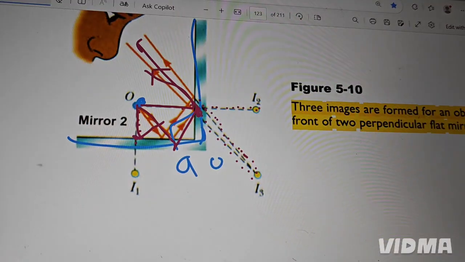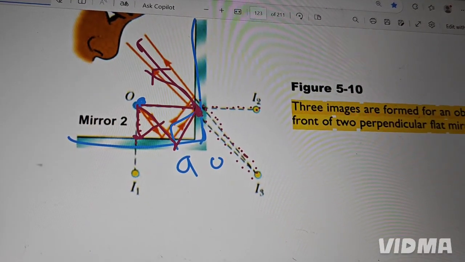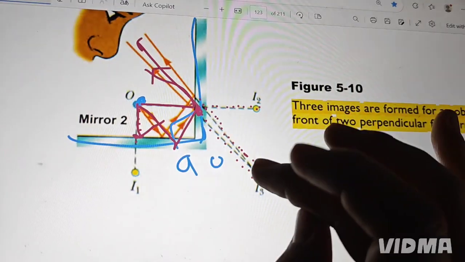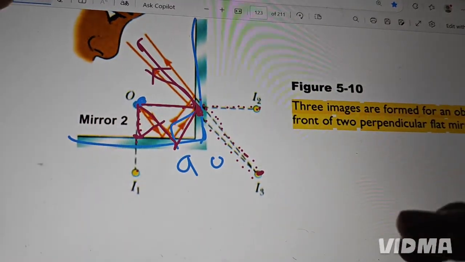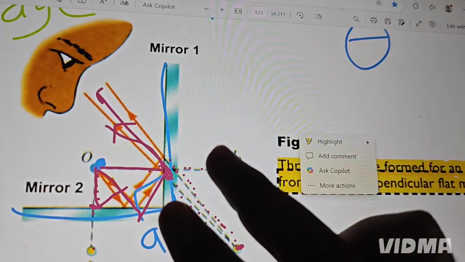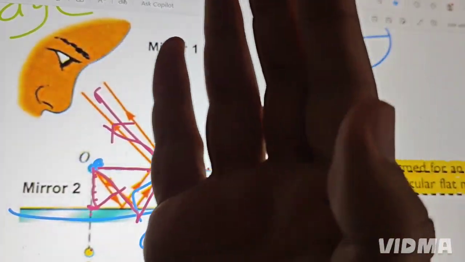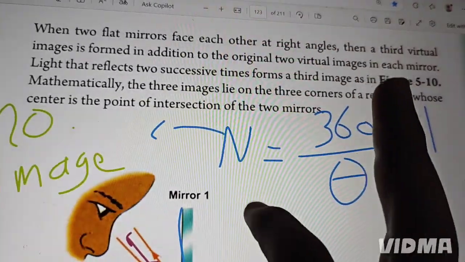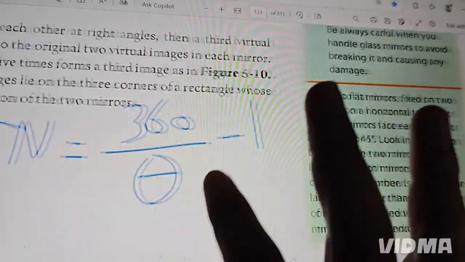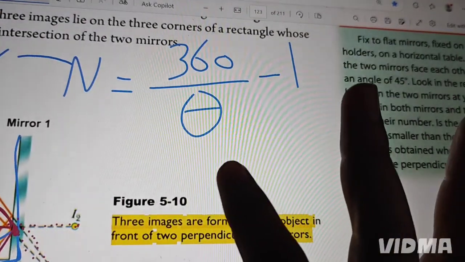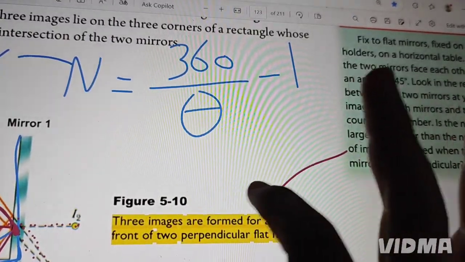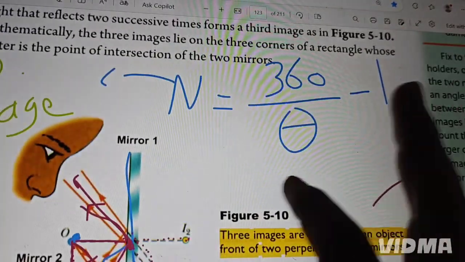We see that behind the mirror, a lot of images are going to be created. Look, this is 1, this is 2, this is 3. How do we know that actually? If we have two mirrors placed in front of each other and the angle is 90 degrees, we have to use this rule: N, the number of images, is equal to 360 over theta, minus 1. Theta is the angle between the mirrors. As I told you, here the angle between the mirrors is 90 degrees.